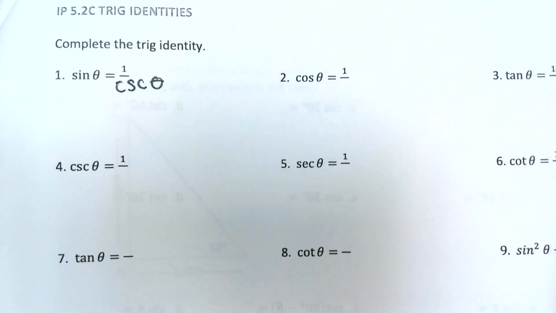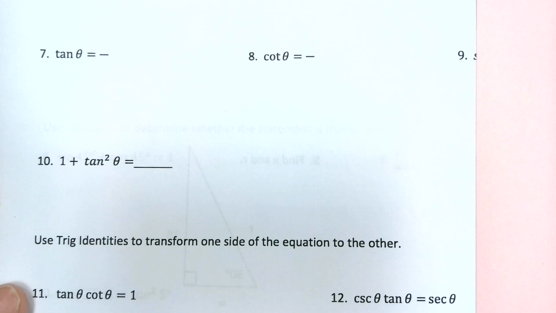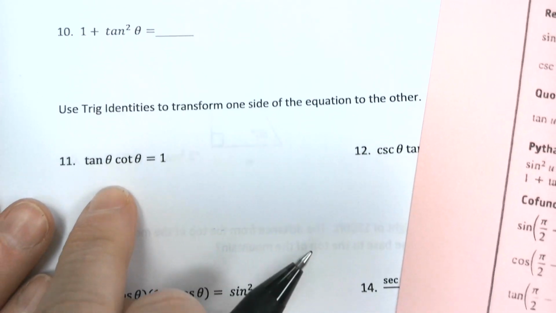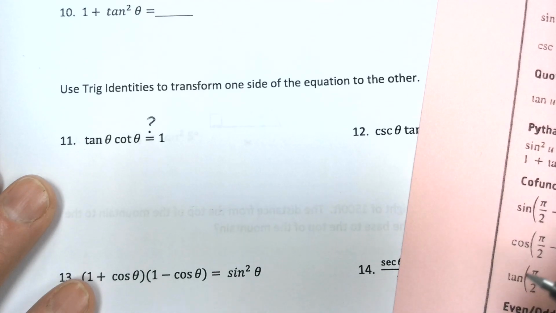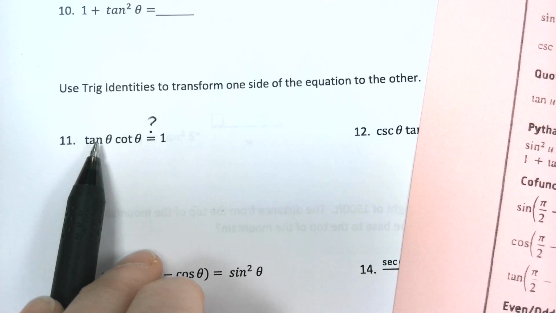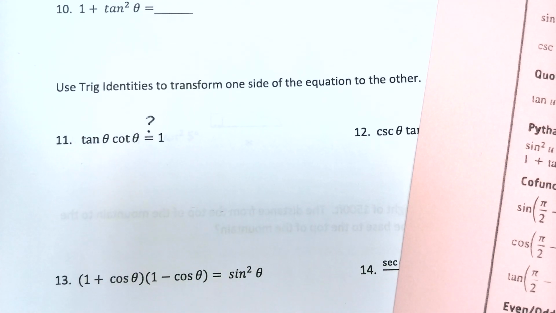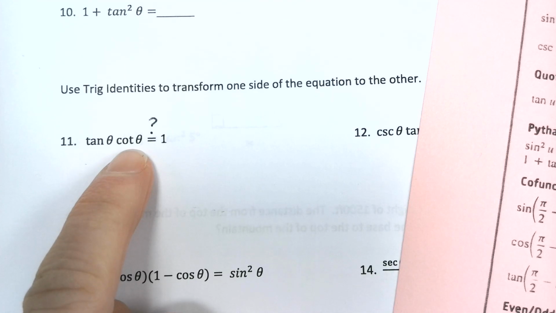Let's see. Use trig identities to transform one side of the equation to the other. So we do a lot of algebra, basically. This is just algebra with trig. So we're going to put a question mark over the equal sign so that we can show that they are true, or that it does equal. So we have tan theta times cotan theta. Usually you want to get into your sine, cosine, or tan. I would leave tan and I would look at what cotan is.